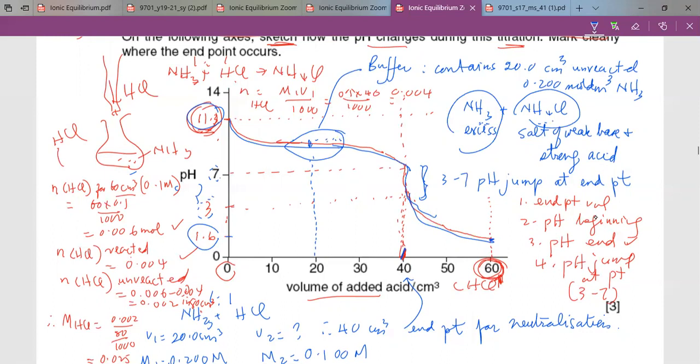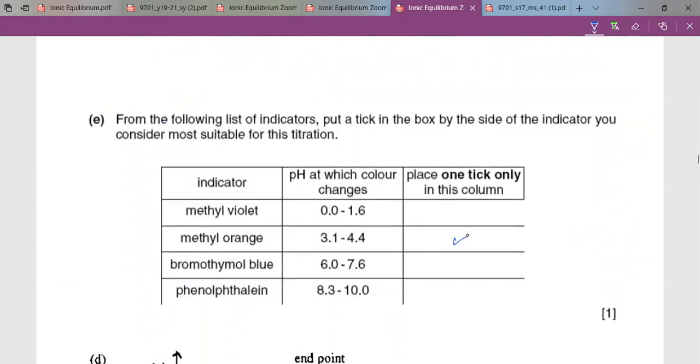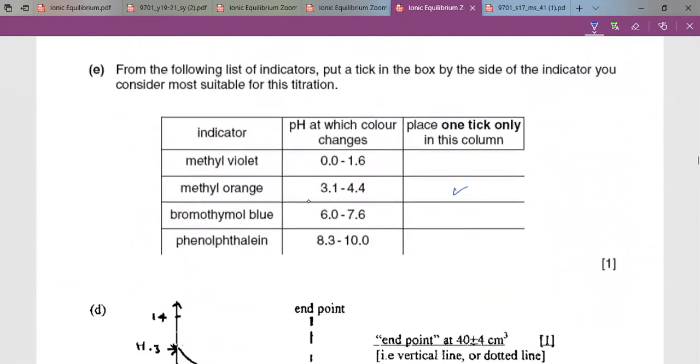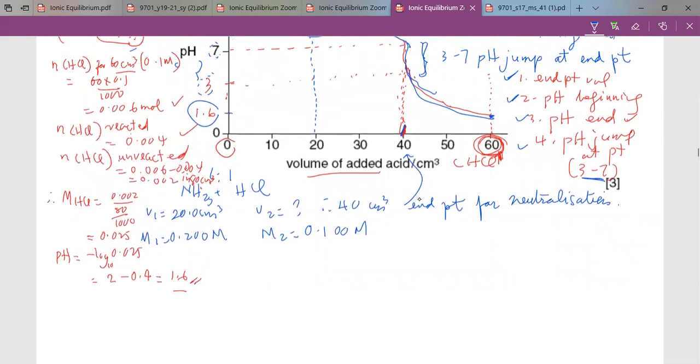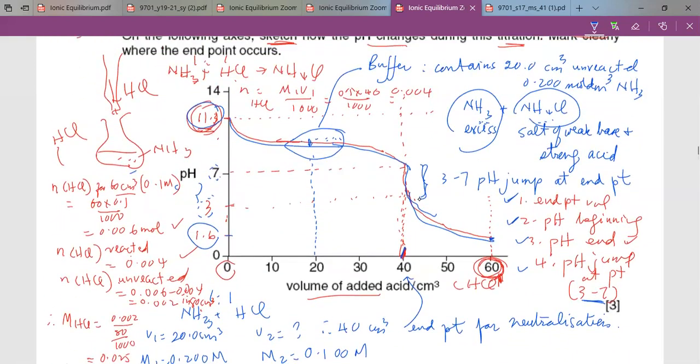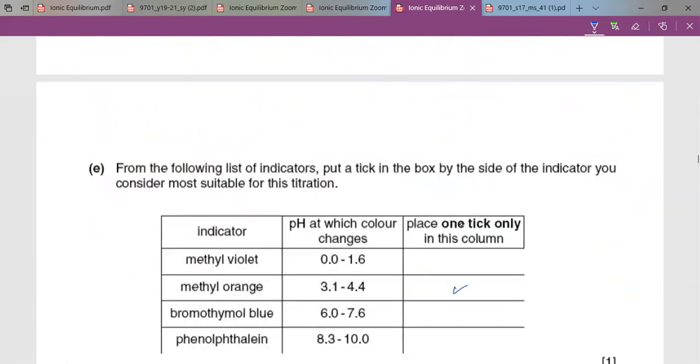Now let's see how the marking scheme is. Remember, there are 4 things to remember: the volume of the end point, the pH at the beginning, the pH at the end, and the pH jump at the end point. Of course, you have to memorize 3 to 7. Now here, of course, the indicator used, methyl orange, is 3 to 4. So it's between this range, so methyl orange is the key.